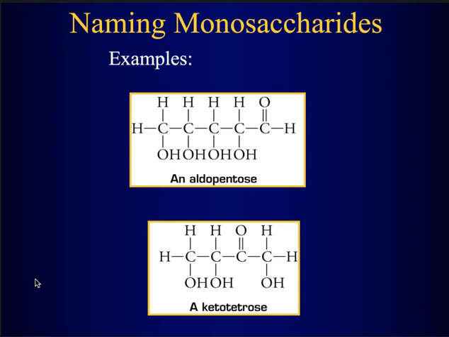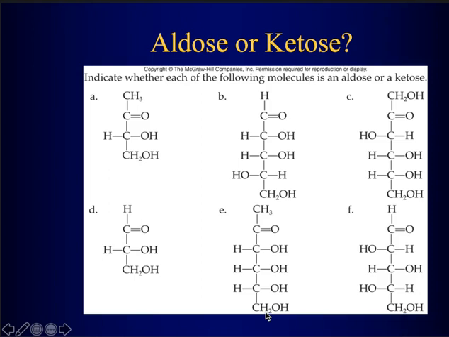Alright, so if we were asked to name these 2 sugars, I see I have an aldehyde at this end, and it's 1, 2, 3, 4, 5 carbons in the chain, so it becomes an aldopentose. This one I've got 1, 2, 3, 4 carbons in the chain with a ketone, so a ketotetrose. All right, so let's give a few for you to try. Go ahead and indicate whether each of the following is an aldose or a ketose, and then describe how many carbons there are.